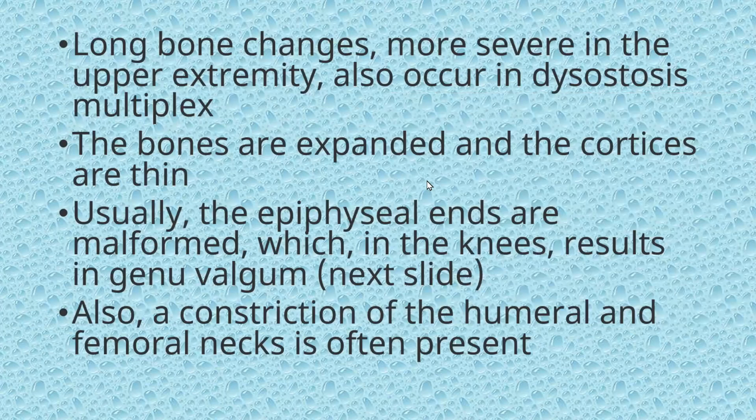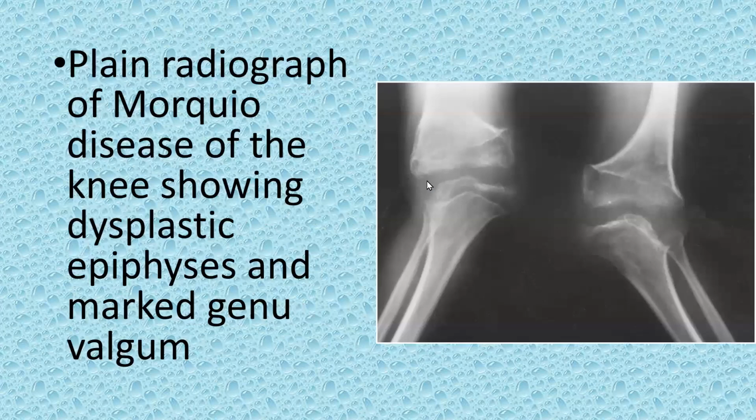You have also long bone changes. This could be severe. And again, this is a component of dysostosis multiplex. The bones are expanded and the cortices are thin. Usually the epiphyseal ends are malformed, which in the knees results in genu valgum. Also a constriction of the humeral and femoral necks is often present. Look at the deformities. This is a patient who has Morquio's disease. You see the genu valgum, and the dysplastic epiphysis is present.